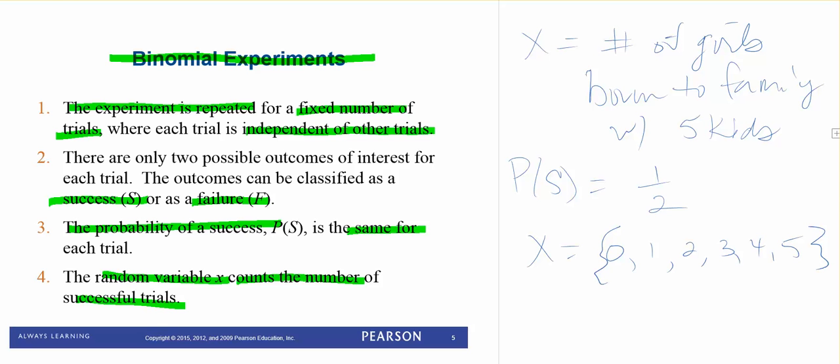Okay, and then anything else would be a failure. So you're either a girl or a failure. Are you catching on to this? I'm just kidding.